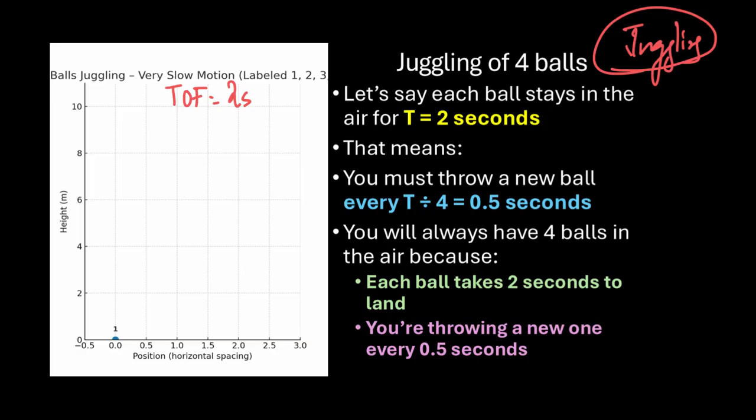Yes, exactly. If you have thought in your mind that this can be a potential question for JEE Mains, of course it can be. You can have an assertion reason question out of this. What time interval for throwing a new ball is a necessary condition for setting up juggling? Yes, that's possible. Now, you'll always have 4 balls in the air because each ball takes 2 seconds to land and you are throwing a new one every 0.5 seconds.